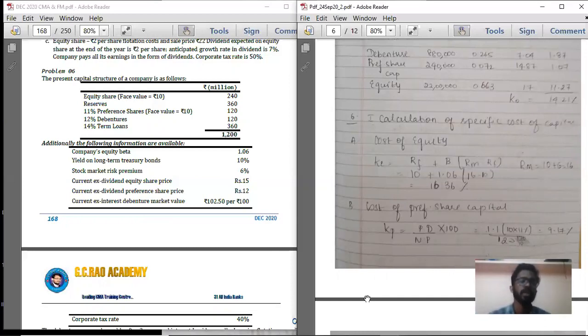What is the cost of equity? How can we find it here? Here they have given beta, then they have given RF, and they have given RM minus RF. Using all three, you can easily find RE using CAPM. So that is KE.